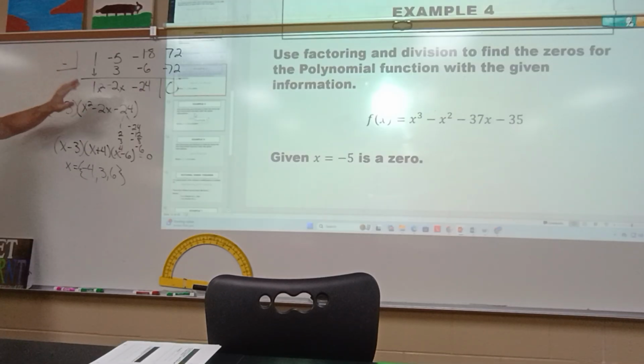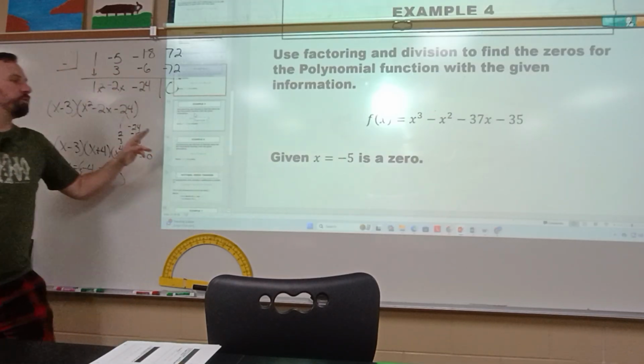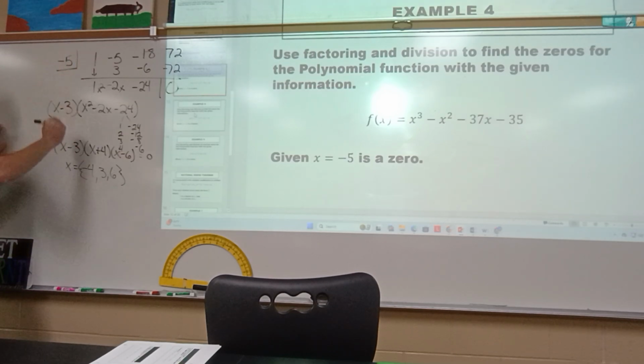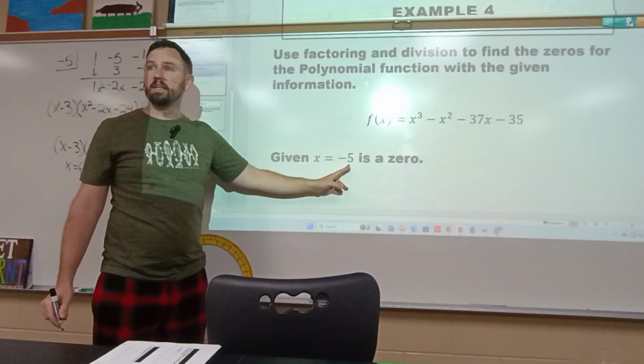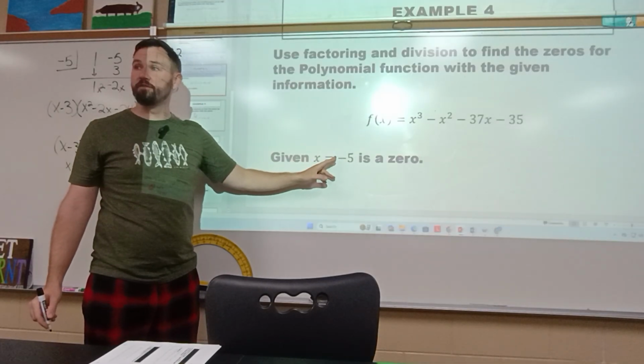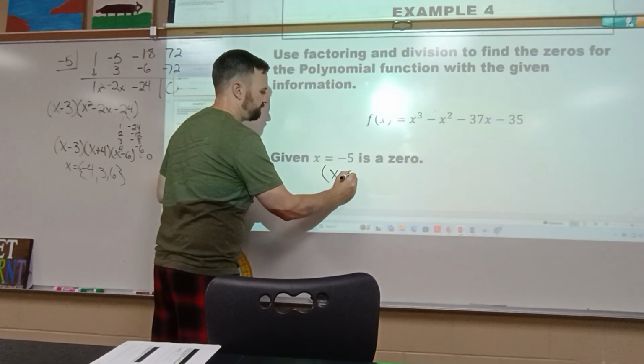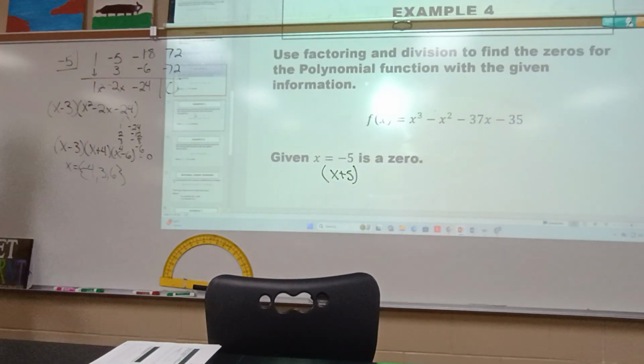One caveat. For this one, what would I put in the box? If it says x minus equals minus 5 is a 0, I would put the negative 5. You guys see the difference? This question is different than the other one because it's not saying that it's a factor, it's a 0. So the factored part would be x plus 5, right? Because I plug in negative 5 to get 0.